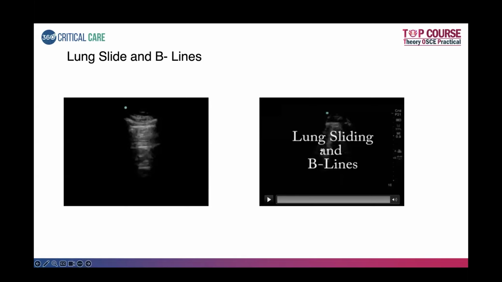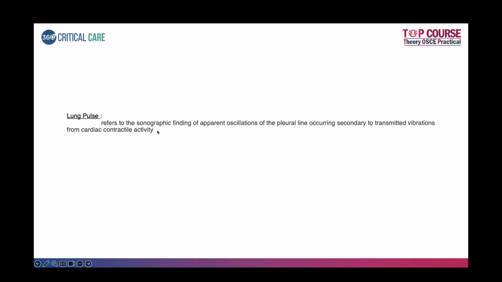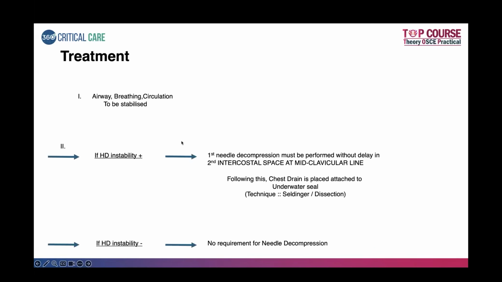So usually when a patient has respiratory distress and you suspect pneumothorax, if you identify the presence of B lines, then it nullifies the presence of a pneumothorax. Next, lung pulse. It refers to the sonographic finding of apparent oscillations of the pleural line occurring secondary to transmitted vibrations from the cardiac contractile activity.